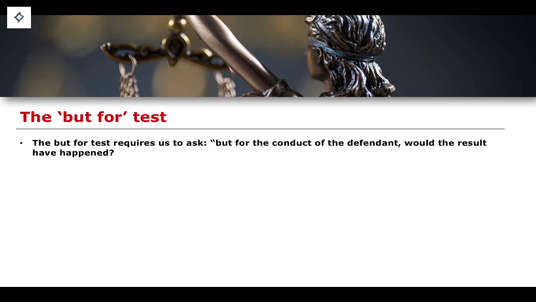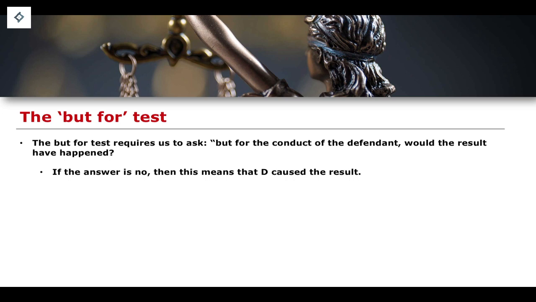So the but-for test essentially asks us to examine this question: but for the conduct of the defendant, would the result have happened? The result which gives rise to criminal liability. If it wasn't for the conduct of the defendant, would the result have happened? If the answer is no, then we can say that the defendant caused the result. Because if we say, well, if it wasn't for this conduct, would the result have happened?